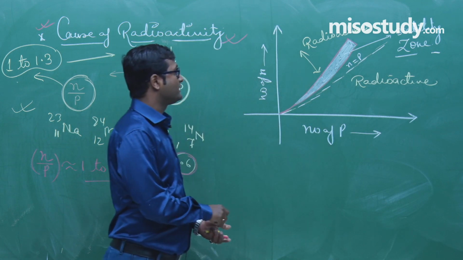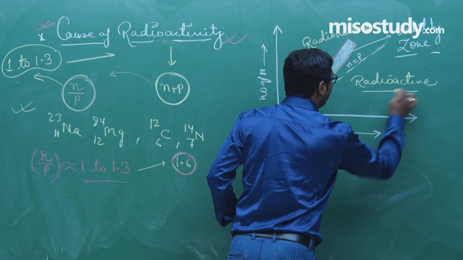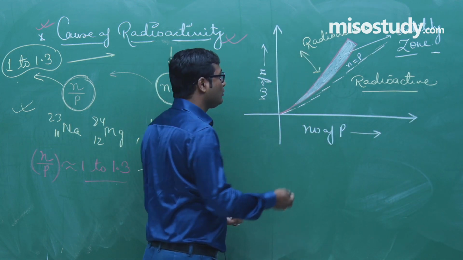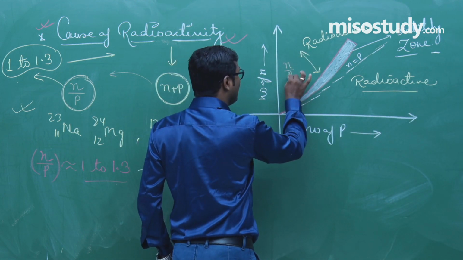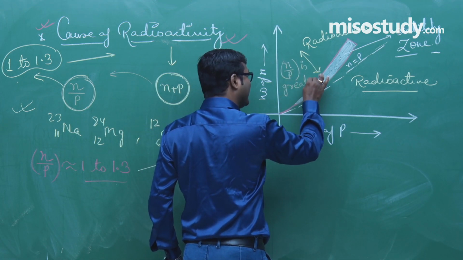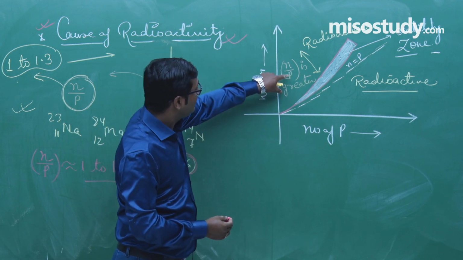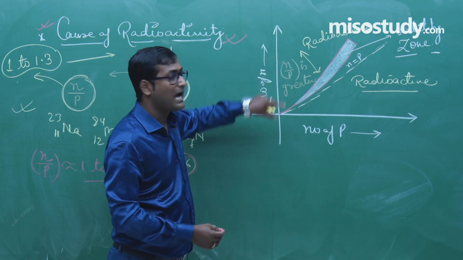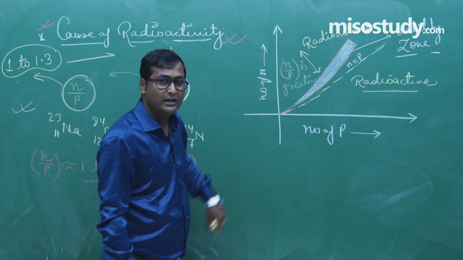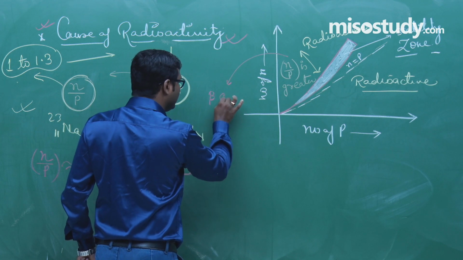Number of protons is equal to number of neutrons. So we have two regions, above and below. If above, that means the N by P ratio is greater than the stability value, so to gain stability we have to lower the N by P ratio. In this case, beta emission takes place.